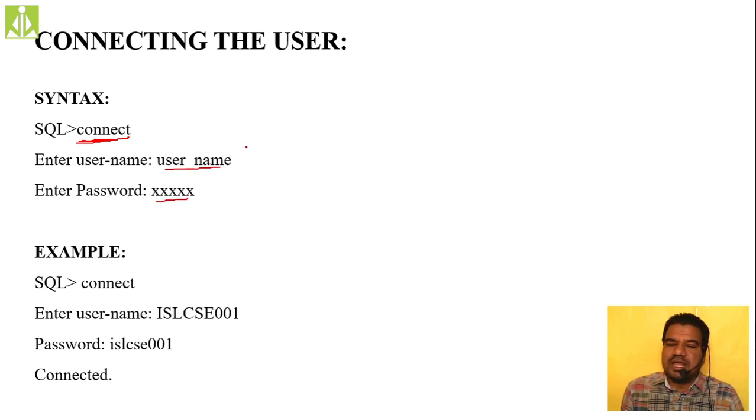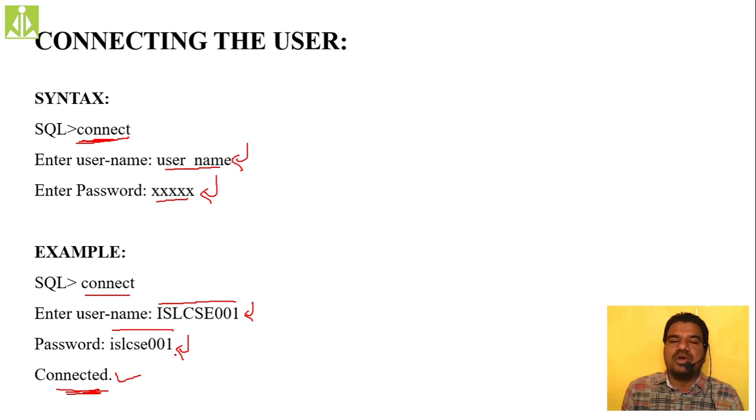So simply put the credentials of the user-defined user that we have just created. Here you see the example. The connect is my command, ISL CSE001 is my username, and ISL CSE001 is my password. If you hit enter after typing the username and password, it will show you this message, connected.